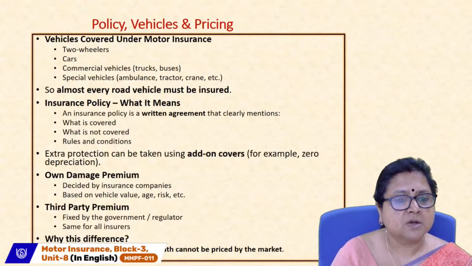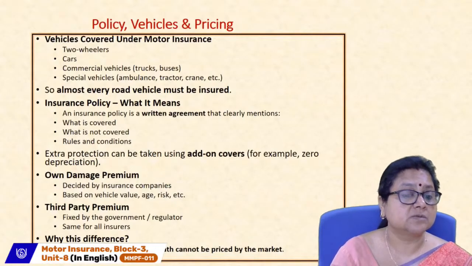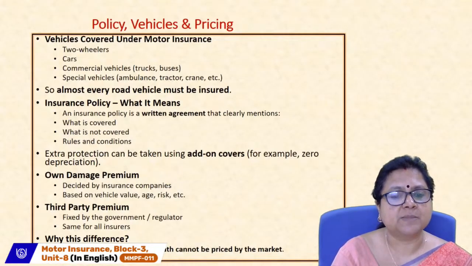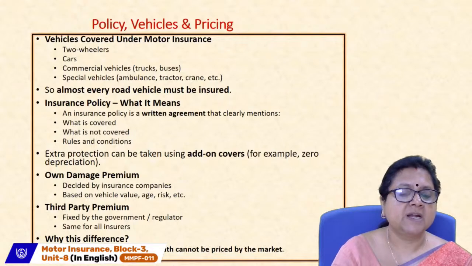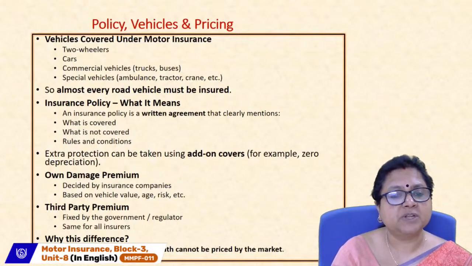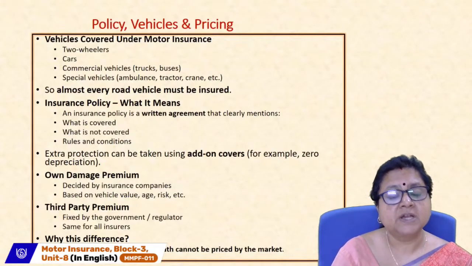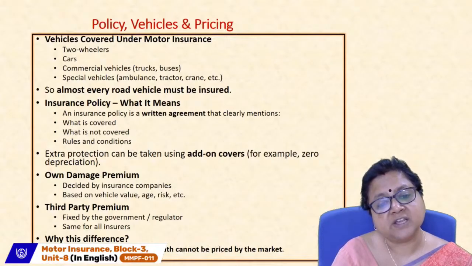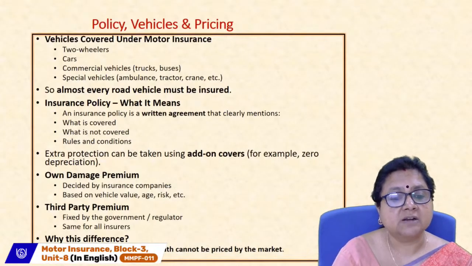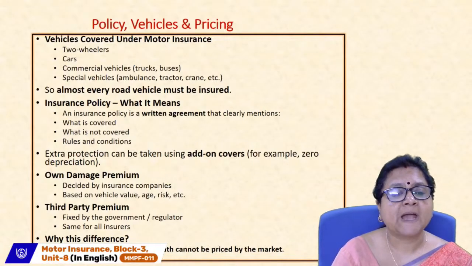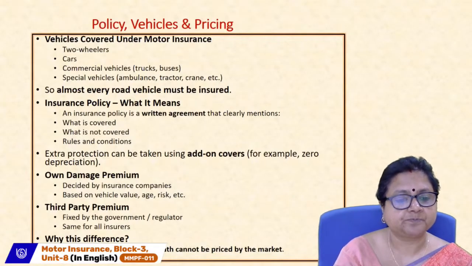In case of own damage premium, as we have discussed, it is for your own vehicle. In that case, it is decided by the insurance companies, and the premium is based on the vehicle value at that point of time, the number of years the vehicle has run, and the risk proneness of that specific vehicle. So all these factors will have an impact on deciding the premium of that vehicle.